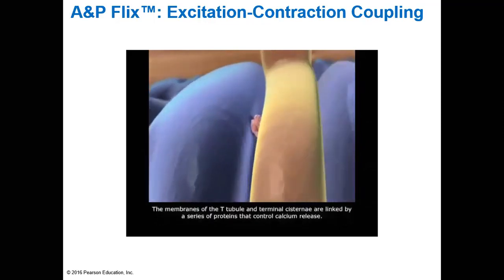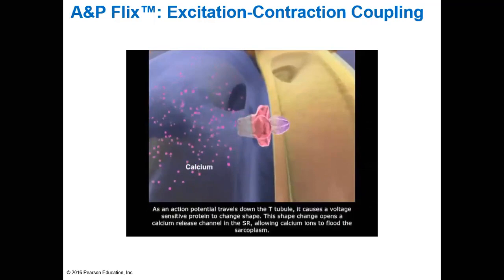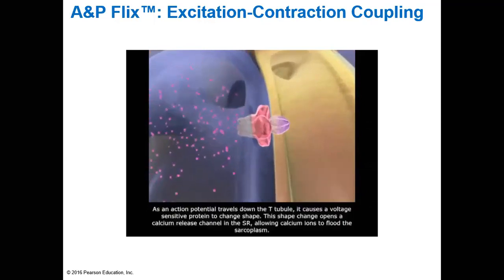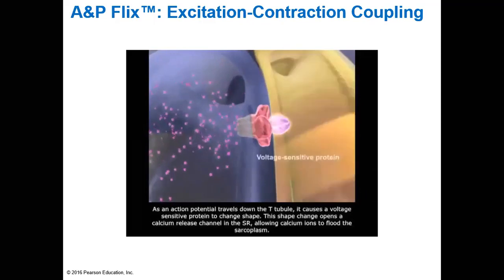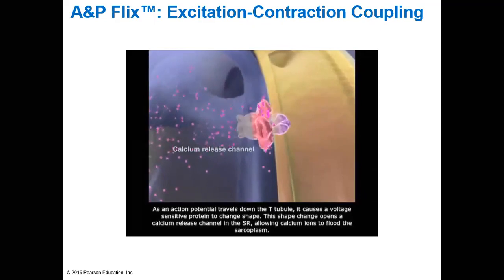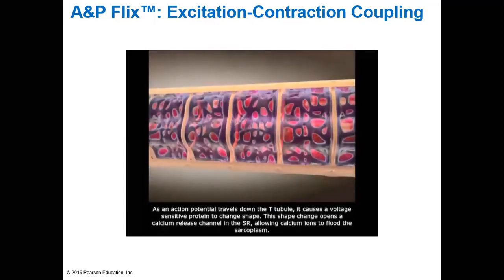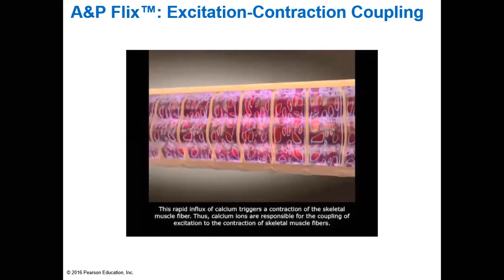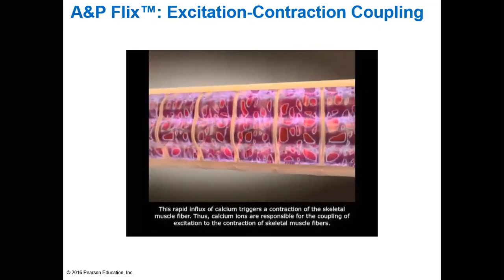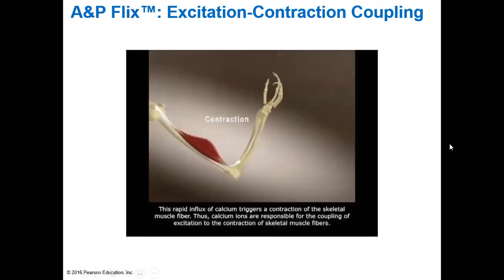The membranes of the T-tubule and terminal cisternae are linked by a series of proteins that control calcium release. As an action potential travels down the T-tubule, it causes a voltage-sensitive protein to change shape. This shape change opens a calcium release channel in the SR, allowing calcium ions to flood the sarcoplasm. This rapid influx of calcium triggers a contraction of the skeletal muscle fiber. Thus, calcium ions are responsible for the coupling of excitation to the contraction of skeletal muscle fibers.